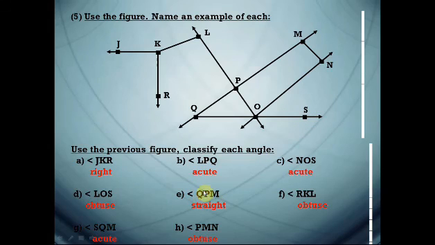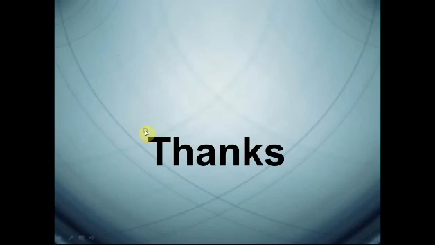Angle QPM is a straight angle. Angle RKL is an obtuse angle. Angle SQM is an acute angle. And PMN is an obtuse angle. This is the end of our session. Thanks.